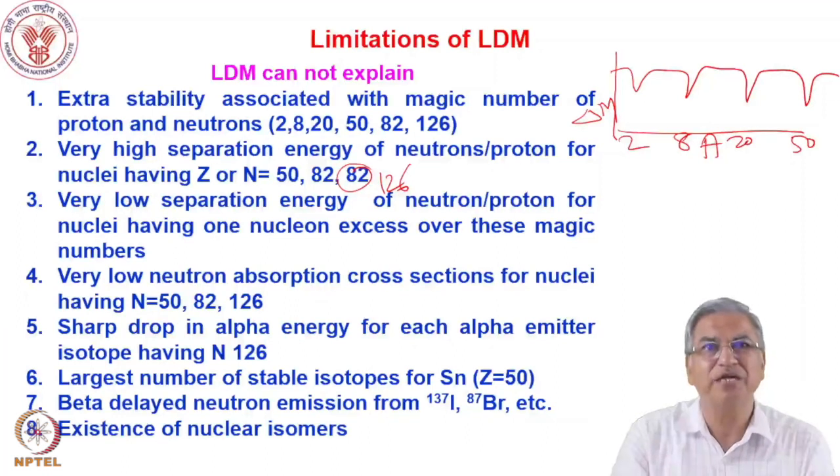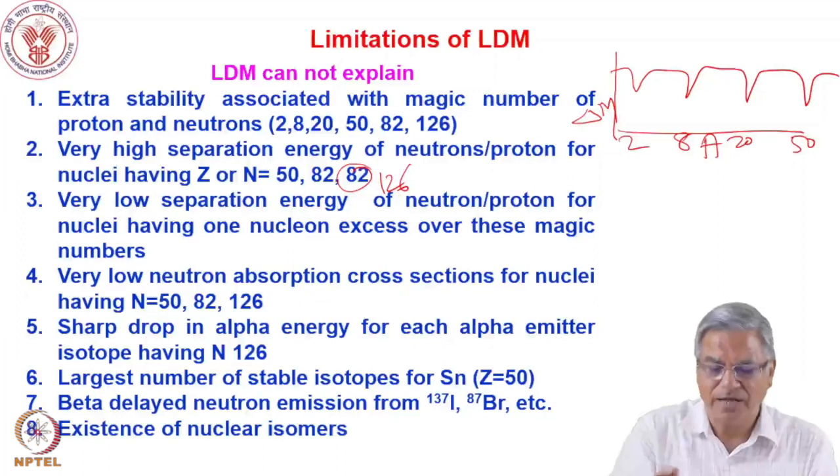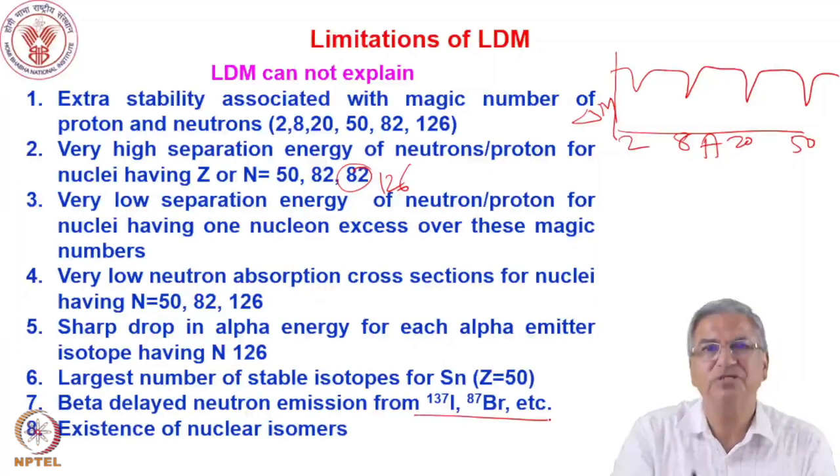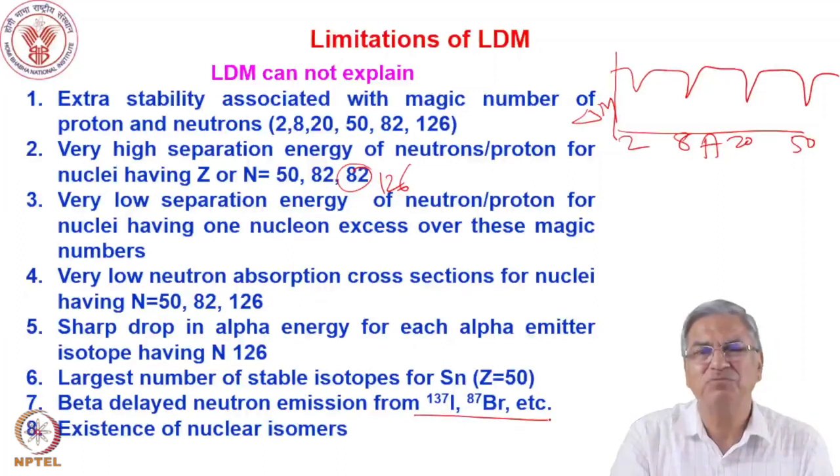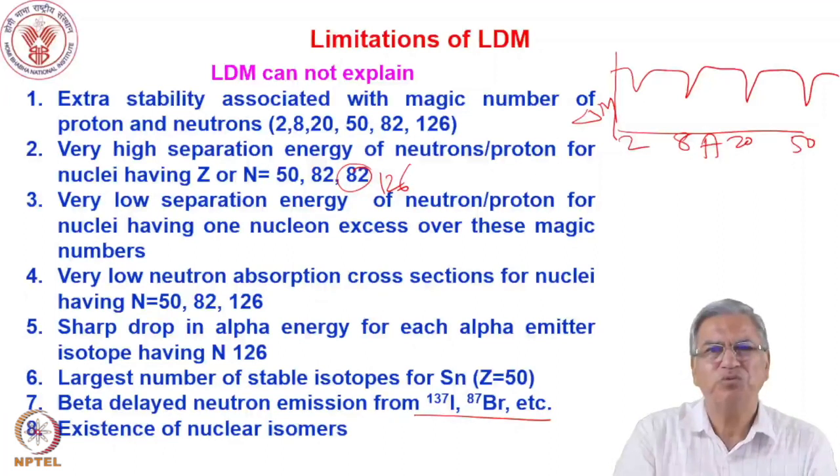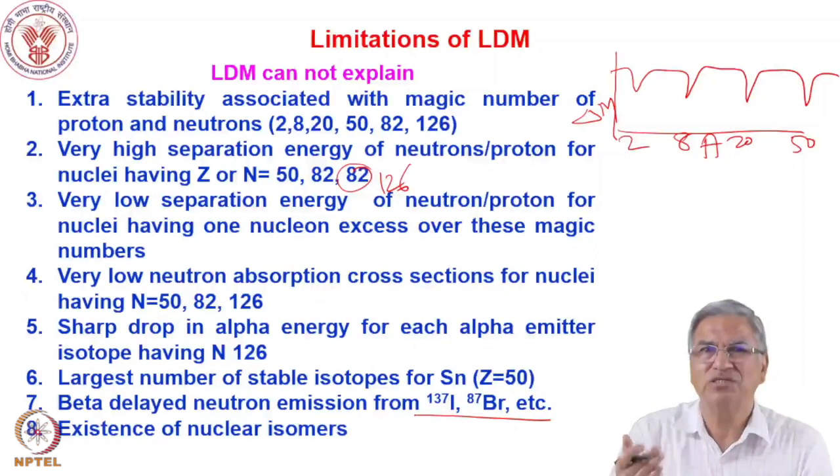Other than that, there are other observations like beta delayed neutron emission. Certain isotopes like the fission products 137 iodine and 87 bromine emit delayed neutrons. They undergo beta minus decay, and after beta minus decay the daughter product is left in an excited state that is above the binding energy of the neutron. So instead of gamma emission, that excited state emits a neutron. They are called delayed neutrons because they follow the half-life of these precursors.